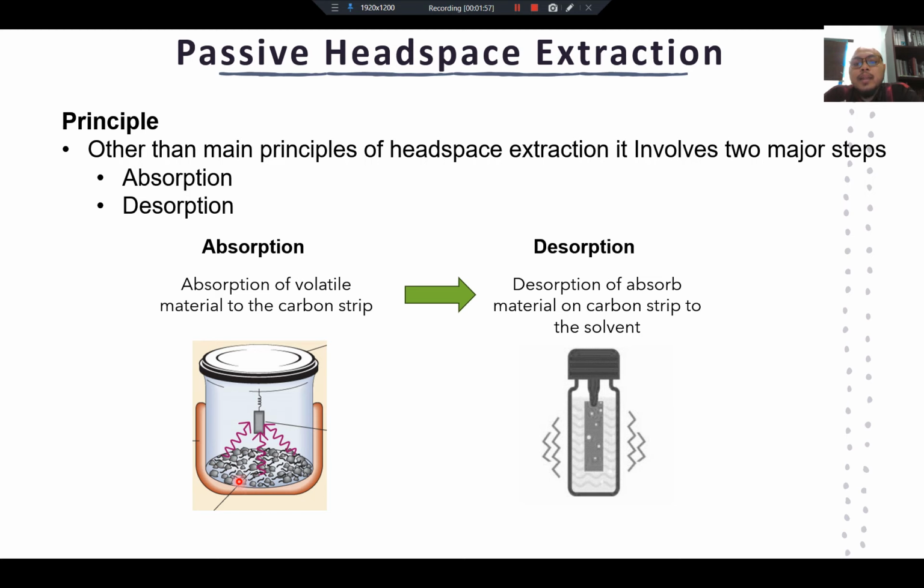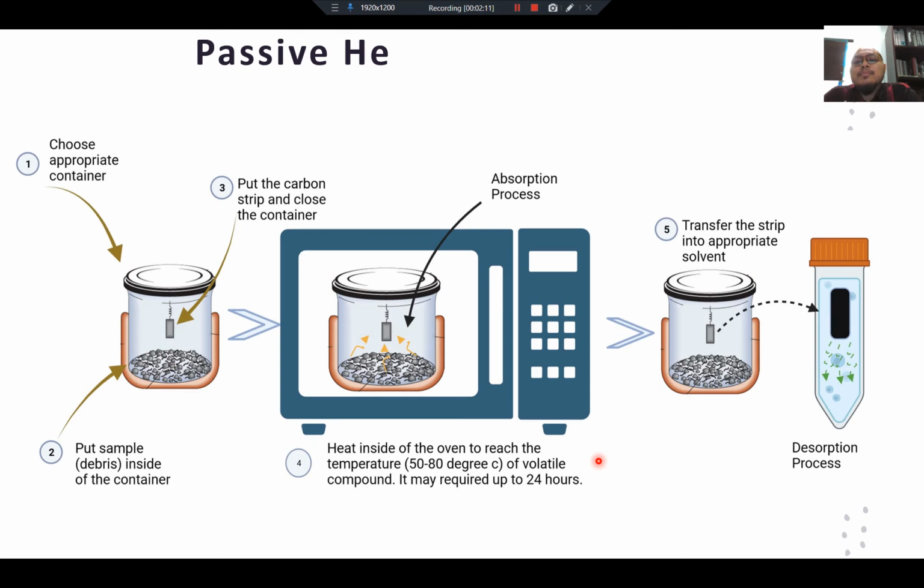The analyte is vaporized and absorbed into the charcoal. And then the second principle is desorption, where you put the charcoal strip inside the solvent and shake it. The analyte will dissolve in this solvent, and then you can run it under instrumentation.